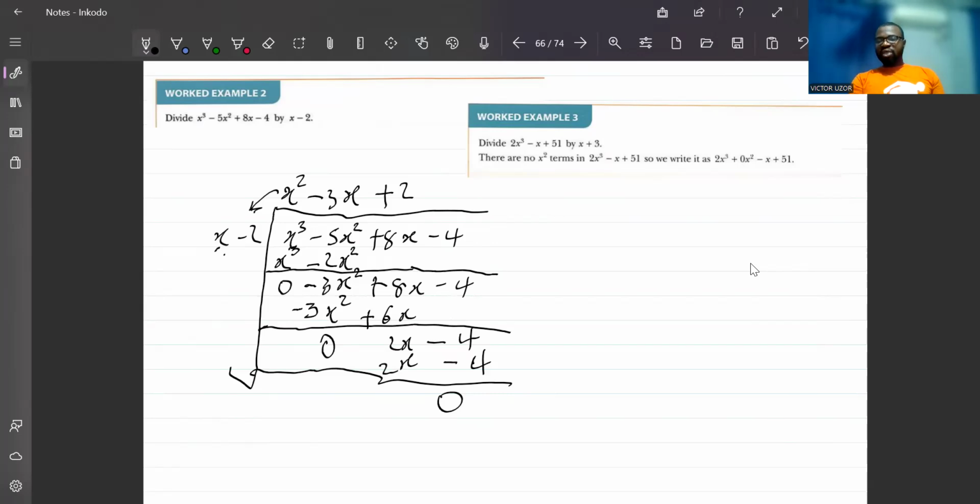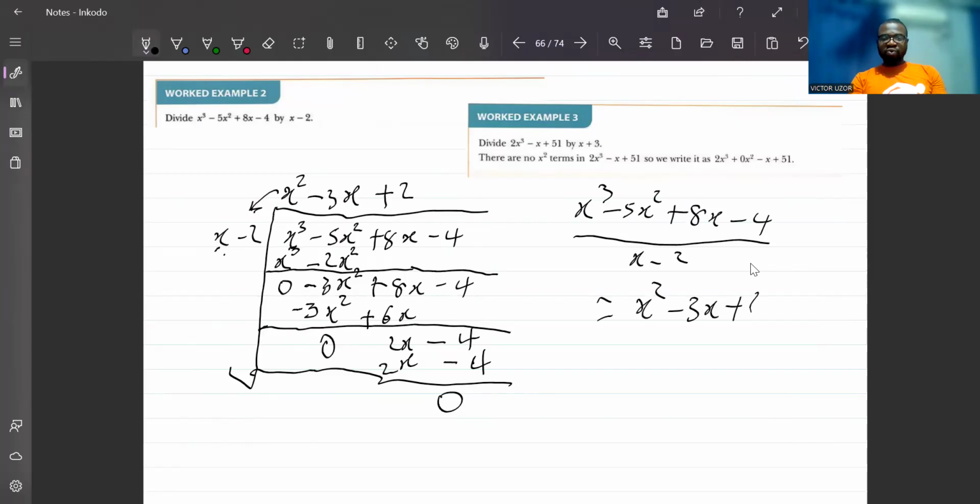But so far, our division did not give us any remainder. So we'll now say that when x raised to power 3 minus 5x squared plus 8x minus 4 is divided by x minus 2, the answer you will get is x squared minus 3x plus 2.